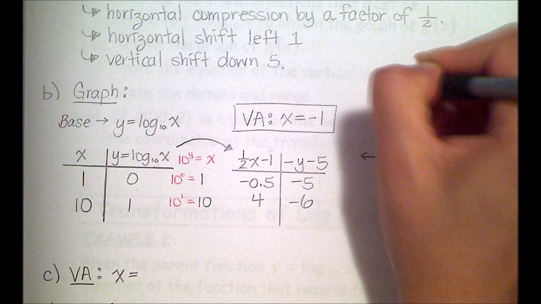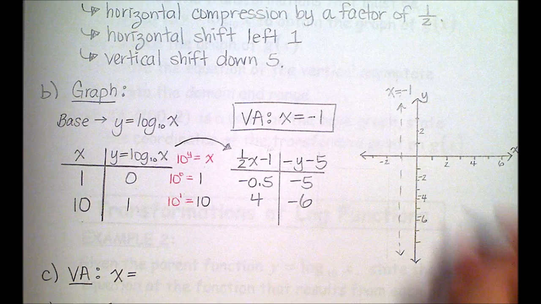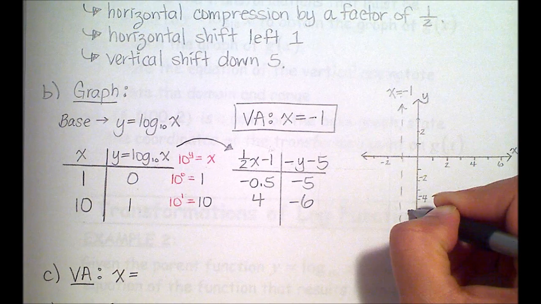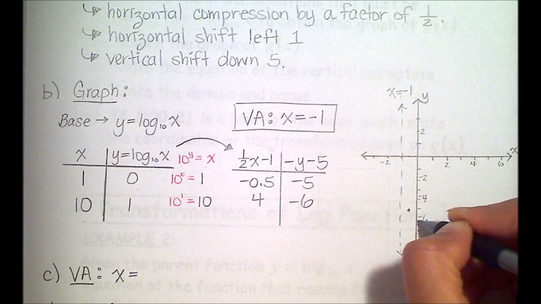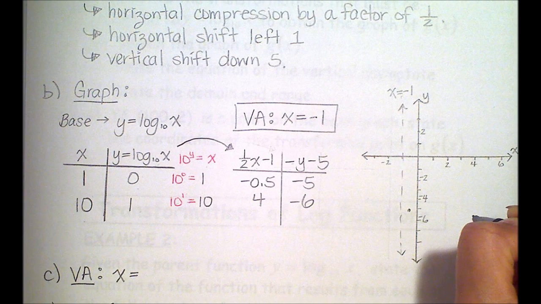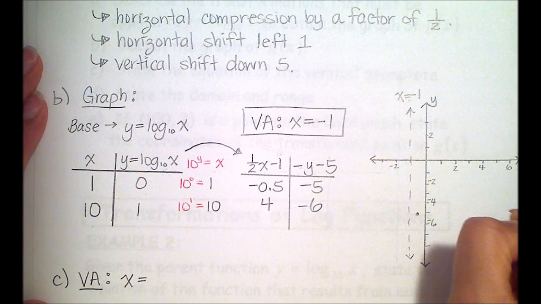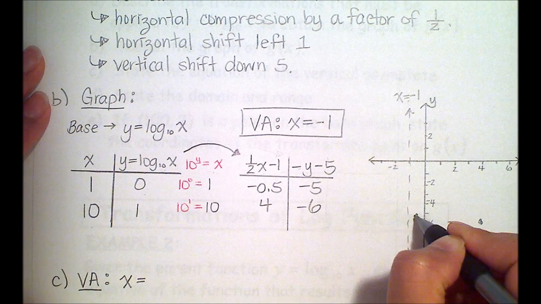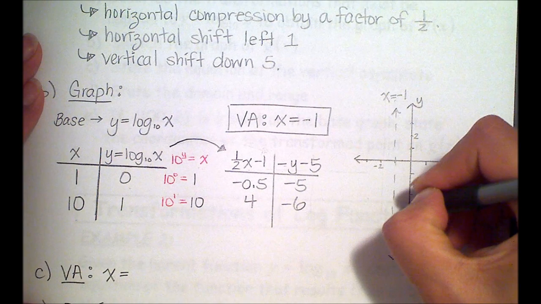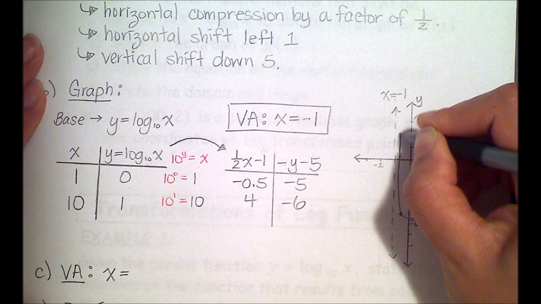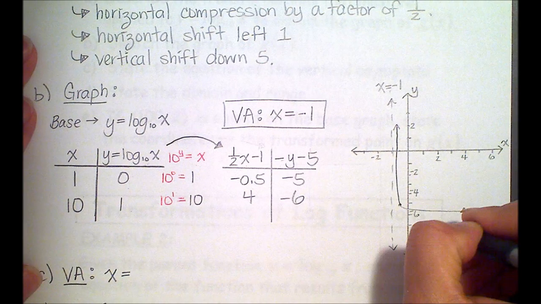Okay, don't forget to label the vertical asymptote. And then I have my key points at negative 0.5 and negative 5, which is here. And then at 4 and negative 6, which is about here. Okay, so using my two key points, I can sketch a graph of the function, and you can see that it's decreasing as you go this way, and it should be getting closer to the asymptote towards the left. Okay, so there's the logarithmic function g of x, all graphed.